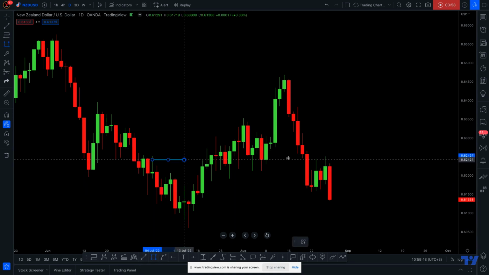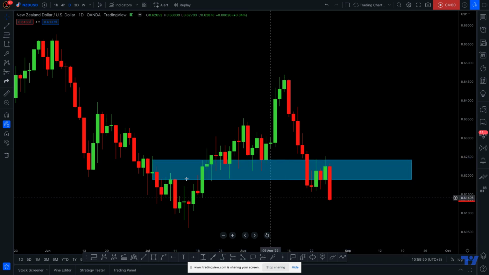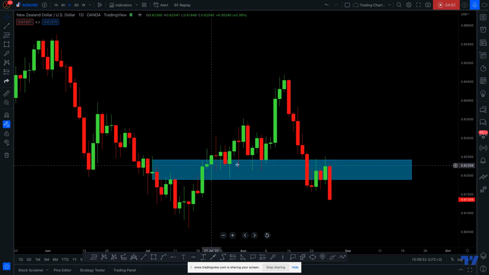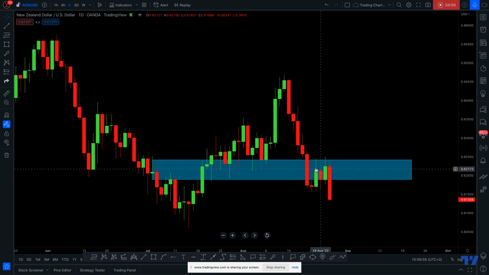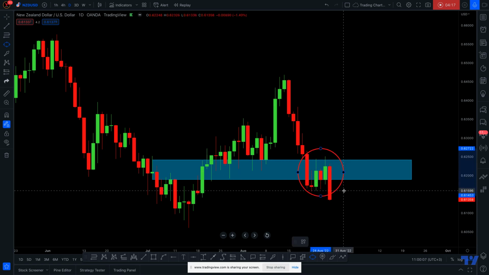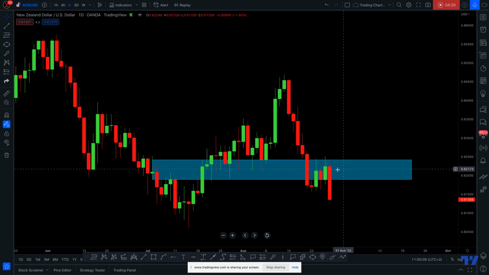And here, analyzing the structure, you can see we got a very strong support. You can see how nicely the price was respecting that support. And you can see that then a strong bearish movement started and the price violated that support to the downside. And of course, according to all rules, that support turned into resistance. And you can see that then the market was trading on that structure. The market was coiling within that structure.